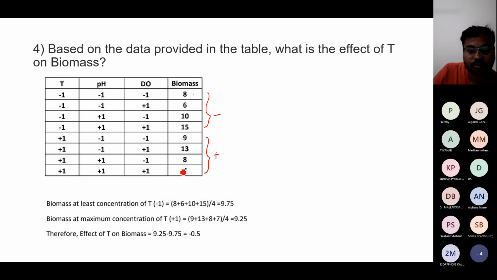So we get a value of 9.75. Similarly, for the maximum concentration of temperature, we get 9 plus 13 plus 8 plus 7 divided by 4, which is 9.25. Then to calculate the effect of temperature on biomass, we subtract the biomass value at the least concentration of temperature from the biomass value at the maximum concentration of temperature. So it's 9.25 minus 9.75, which is minus 0.5.